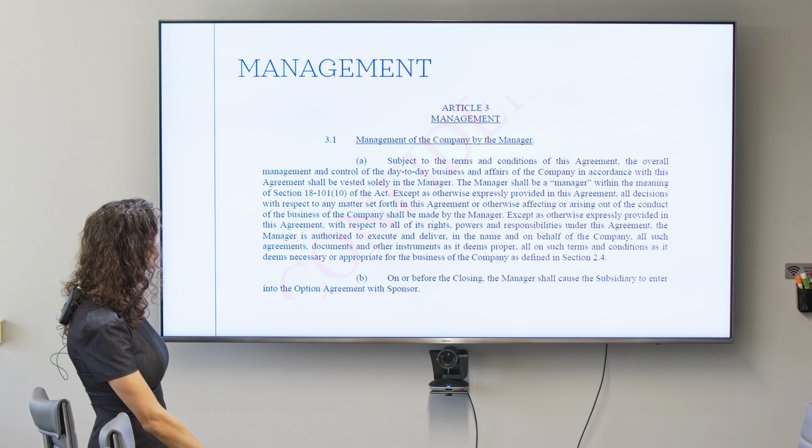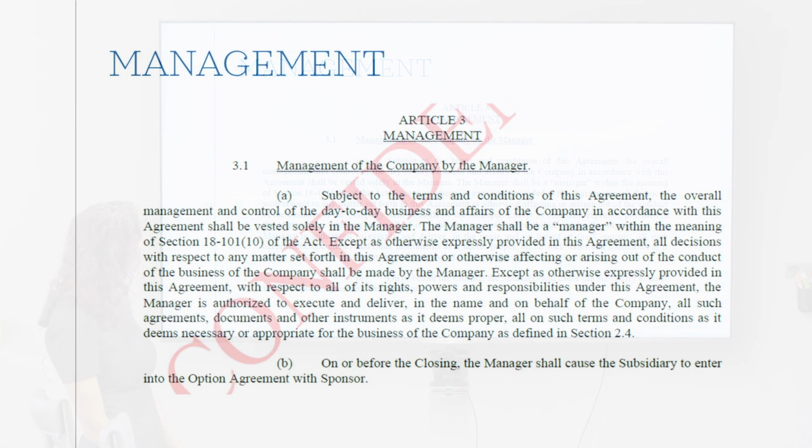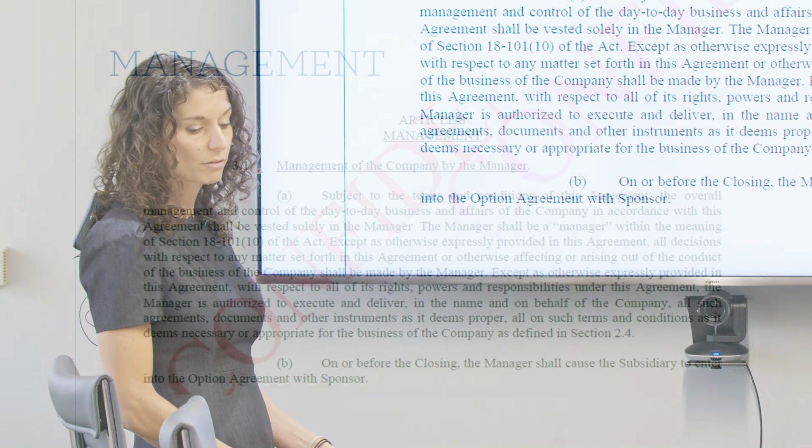Here are a couple screenshots from this operating agreement showing the management of the company by the manager, which is to manage, and then sometimes it'll get more specific, especially in our deals where we have common class investors.